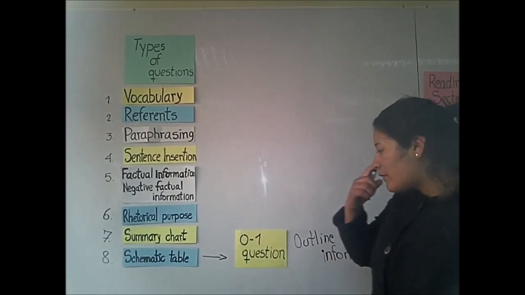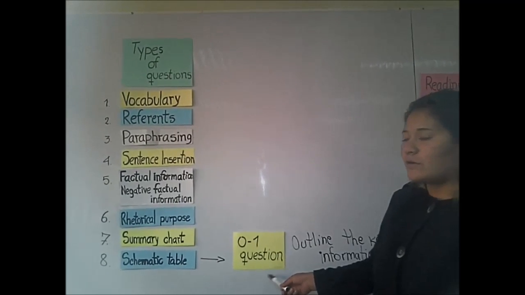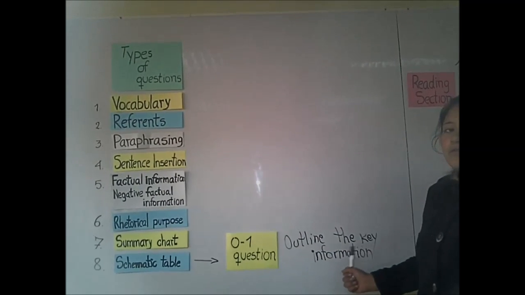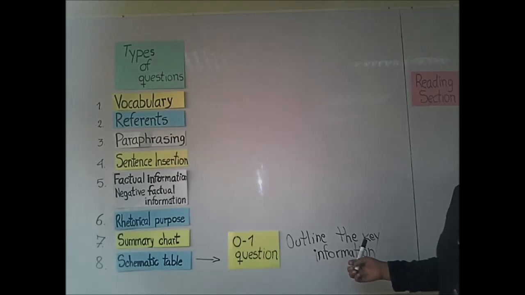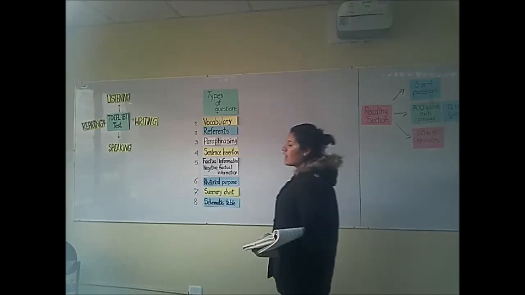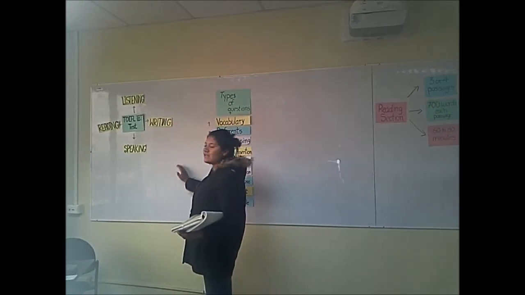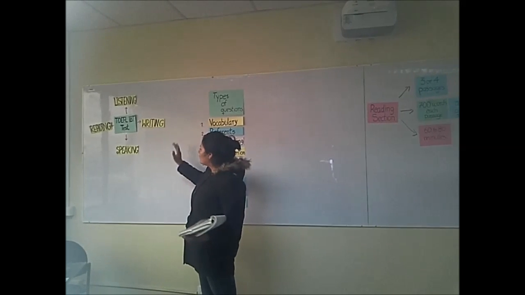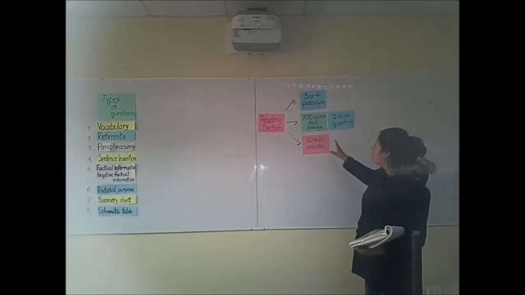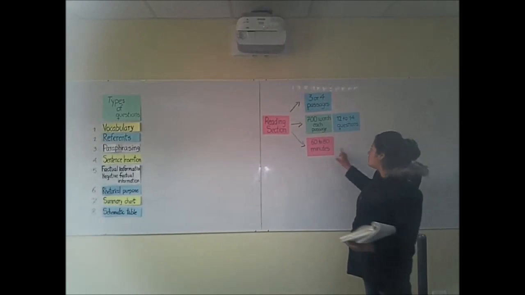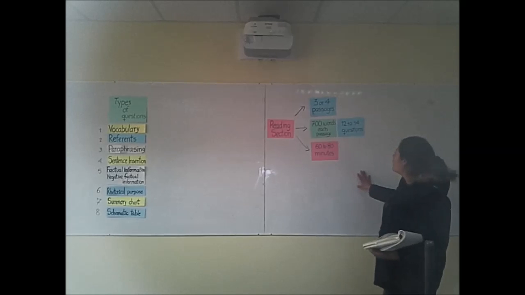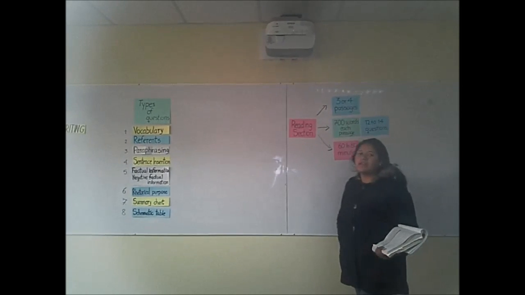Schematic table: we have 0 to 1 question for each passage. It refers to the key information of the passage, and also you need to organize the major ideas from the passage. As a conclusion, we need to know the TOEFL test contains listening, speaking, reading, and writing sections. Reading is the most challenging of the sections. 100 words for each passage, 15 to 80 minutes to complete this section. That's all. Good luck for the next section.